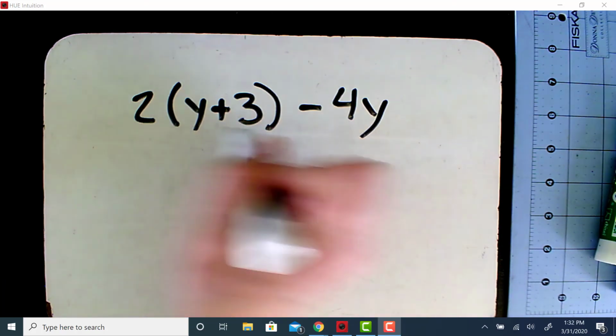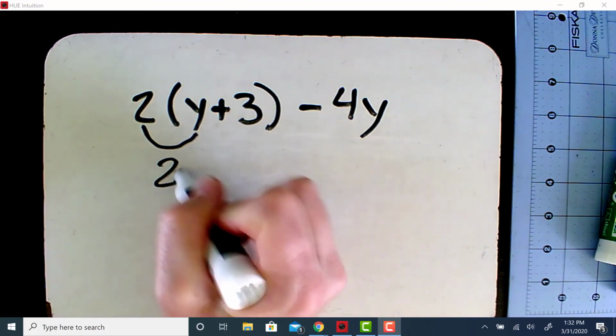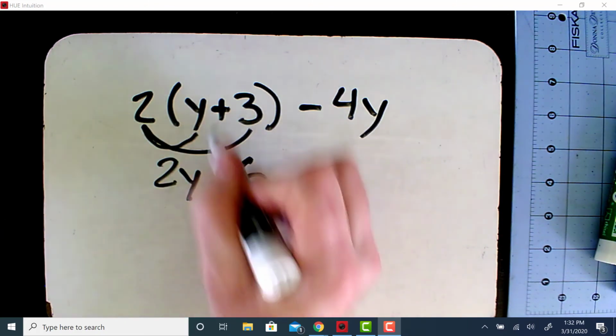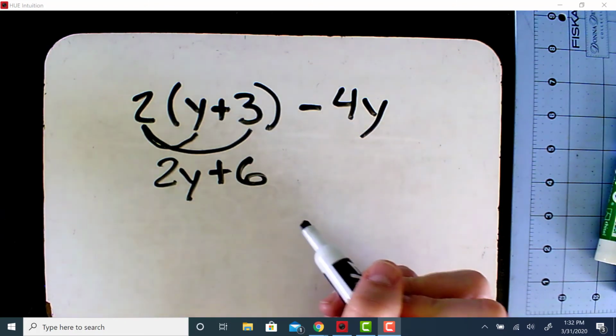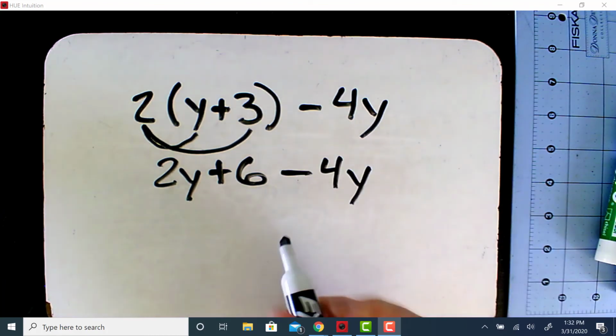So to solve this problem, I've got to start by doing the distributive property. I'm going to get rid of the parentheses by using distributive property. So I'll do 2 times the y gets me 2y. And I'll do 2 times the 3 gets me 6. They still have the plus sign between them. And then I've still got my last term, 4y, here at the end.